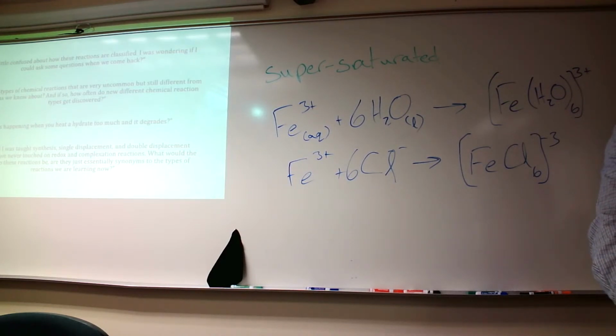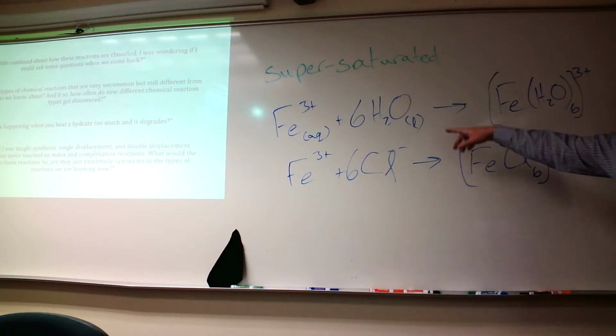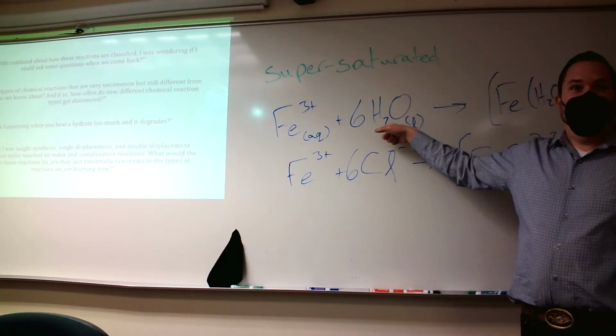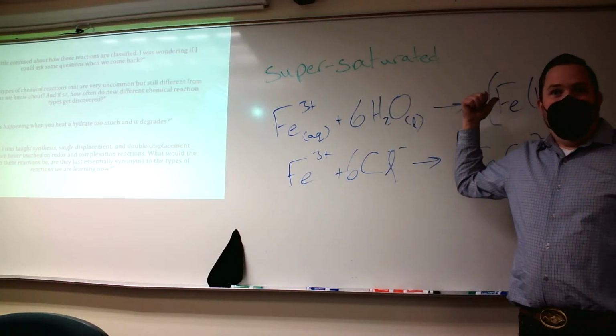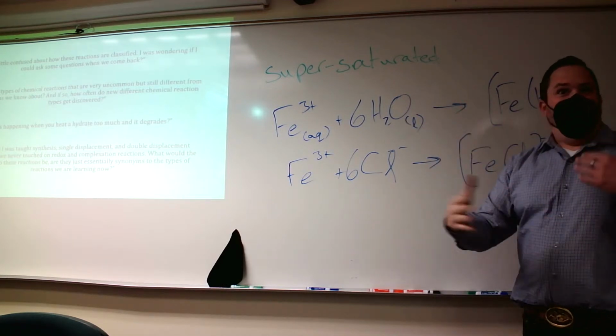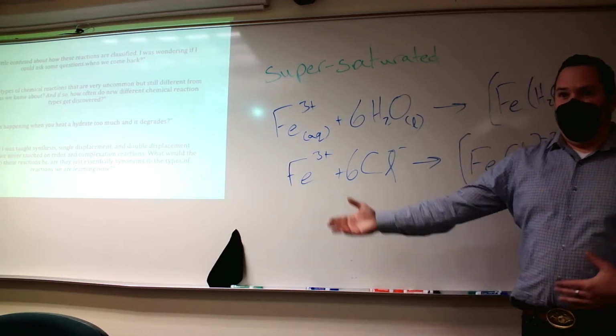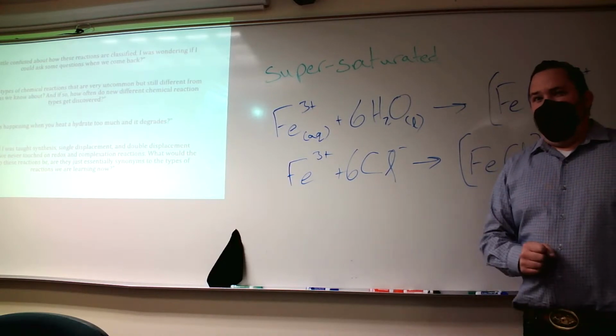There's a lot of iron water, you know? Usually what's present is more water than anything else. But you can also have a mixture of these where you have like 3 waters and 3 chlorides put together to make a different complex. It'll have a different charge and a slightly different color. And so it's hard to say.